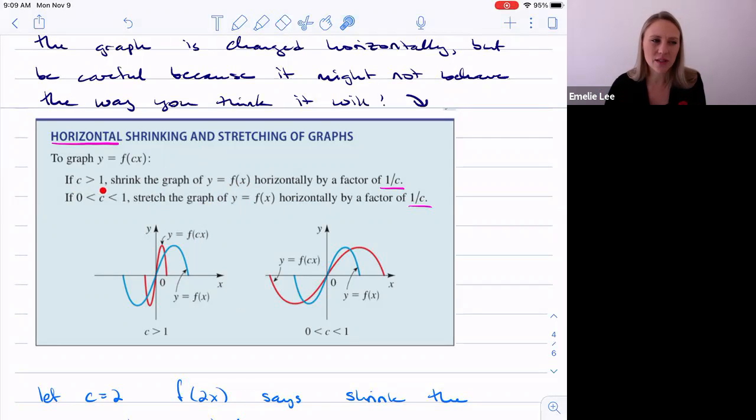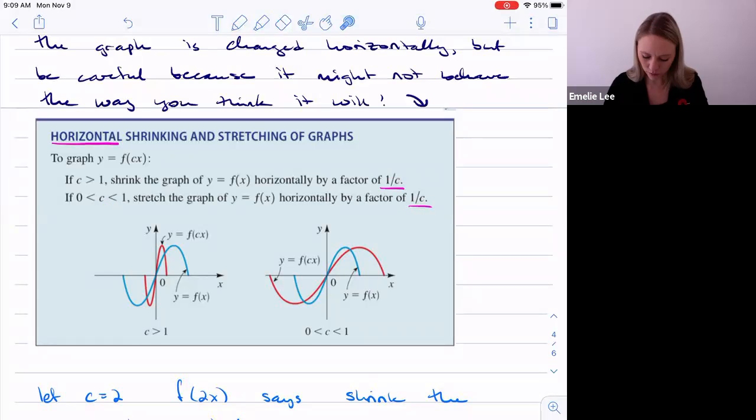So if C is greater than 1, then you shrink the graph horizontally. So you shrink it horizontally by a factor of 1 over C. Okay, so that's kind of weird, but it's just something that we have to remember. And then if C is between 0 and 1, making it a fraction, then you stretch it horizontally by a factor of 1 over C.